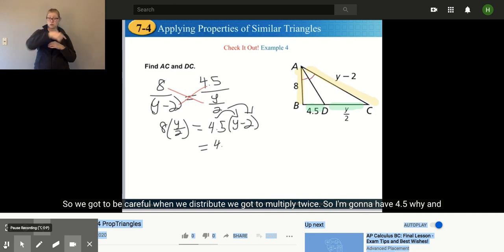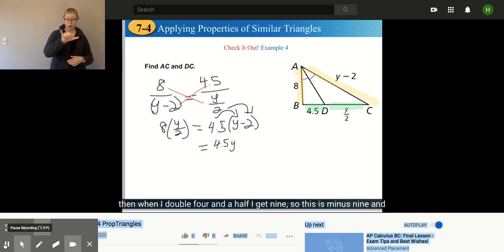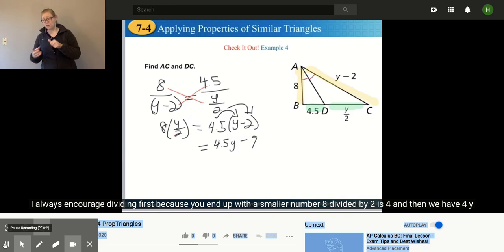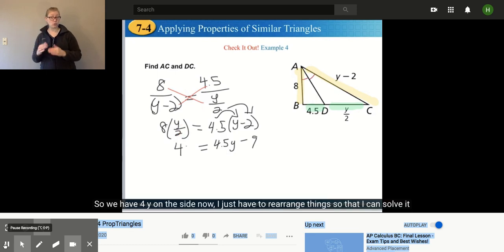So I'm going to have 4.5y. And then when I double 4.5, I get 9. So this is minus 9. And on the other side, I just have 8 times y divided by 2. It doesn't matter if I divide first or multiply second. I always encourage dividing first because you end up with a smaller number. 8 divided by 2 is 4, and then we have 4y. So we have 4y on this side.